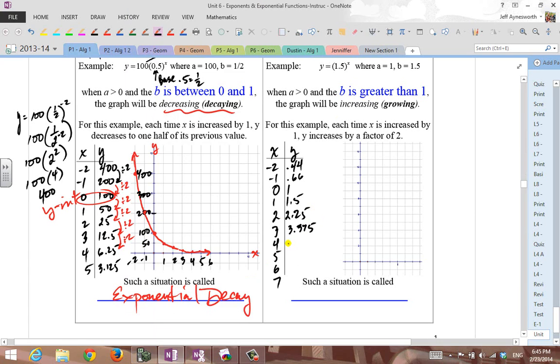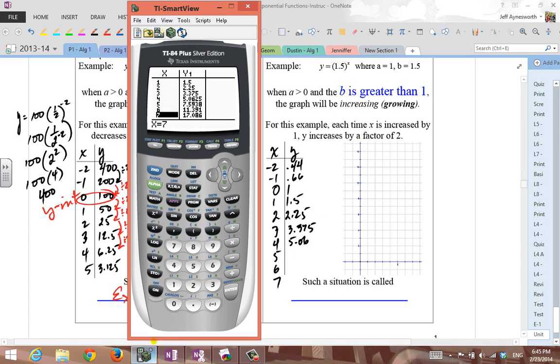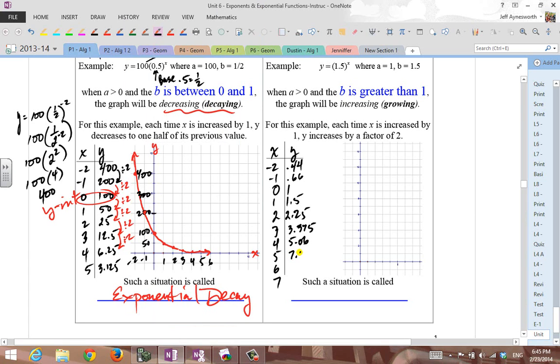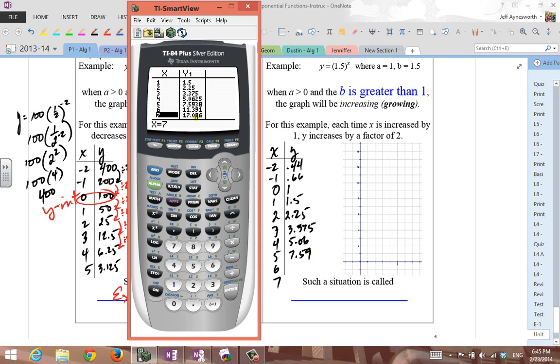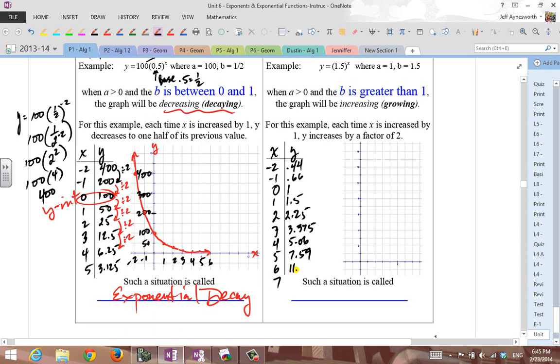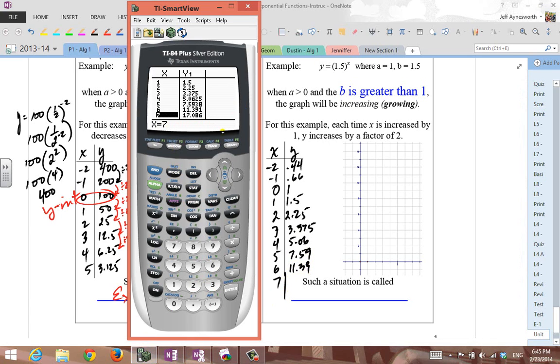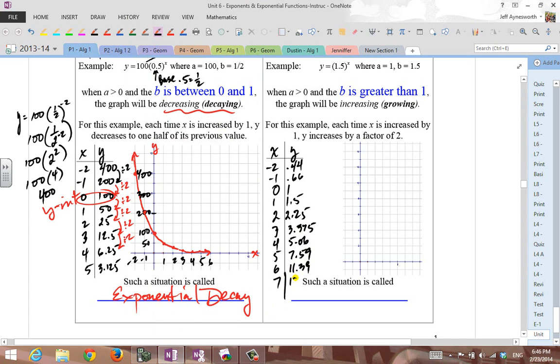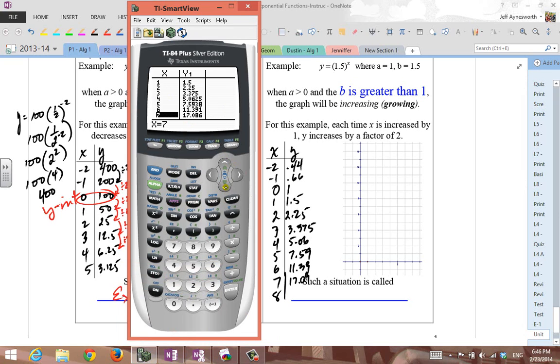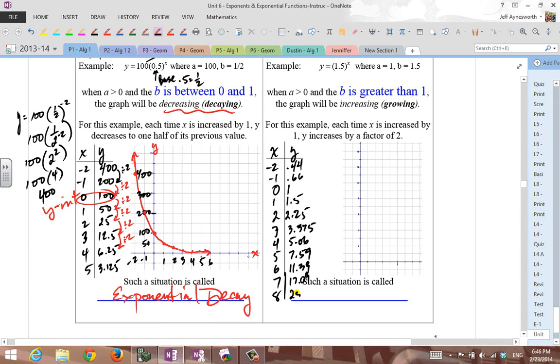5.06, 5.06. When x is 5, it's 7.59. So 7.59, we're going to have to estimate these. And then 6, we've got 11.39. And then when x is 7, we have roughly 17.009, so 17.09. I'm going to go one more here for 8. Let's scroll down. There we go. 8 is about 25.63.